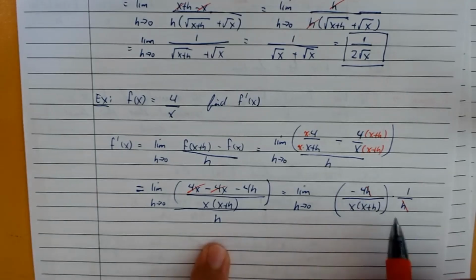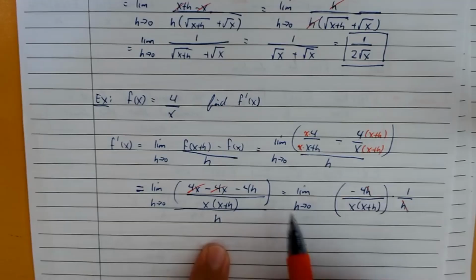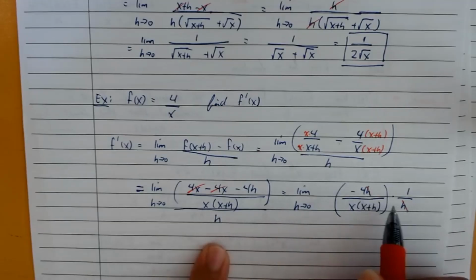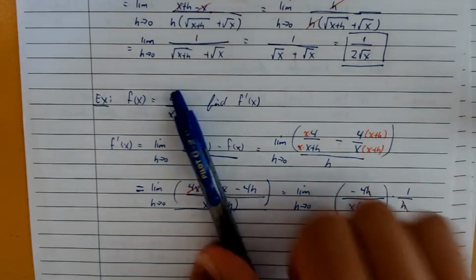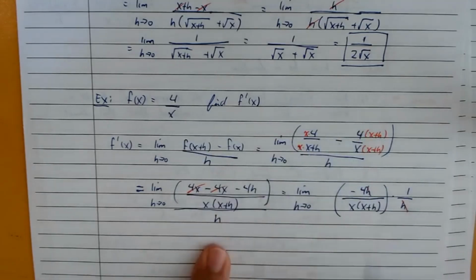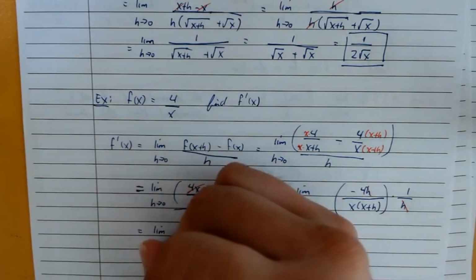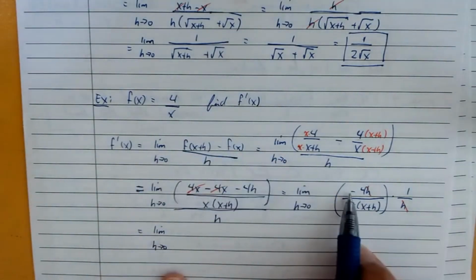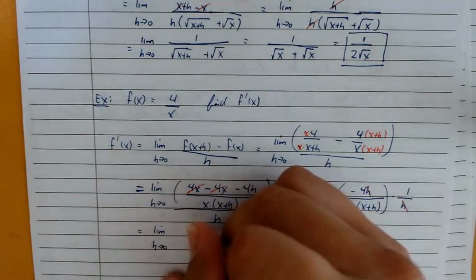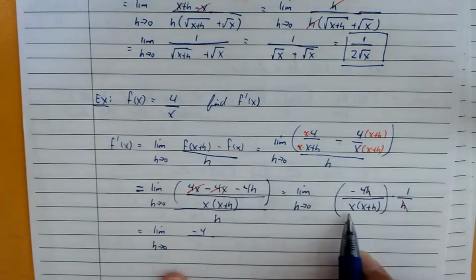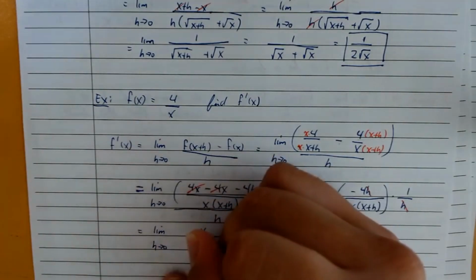Because after all, as long as they're not 0, which they're not, they're close to 0, but they're not 0, then those can divide away. So this gives me a limit as h approaches 0 of negative 4 times 1, which is just negative 4, over x times x plus h.